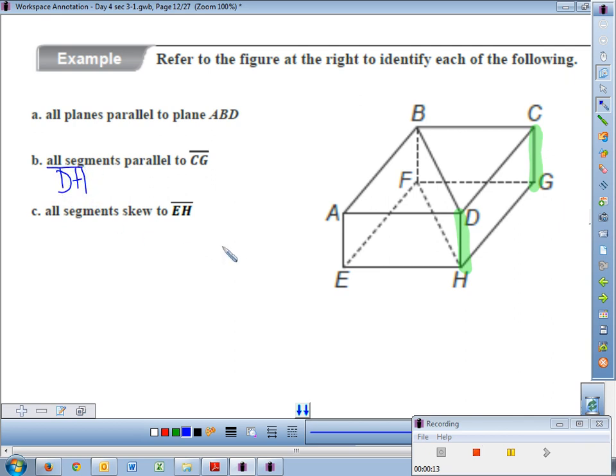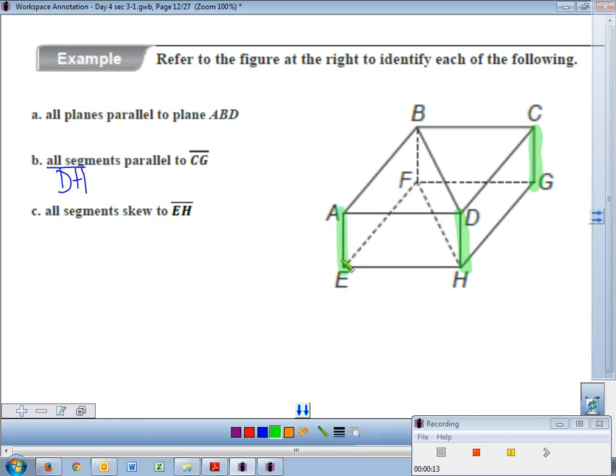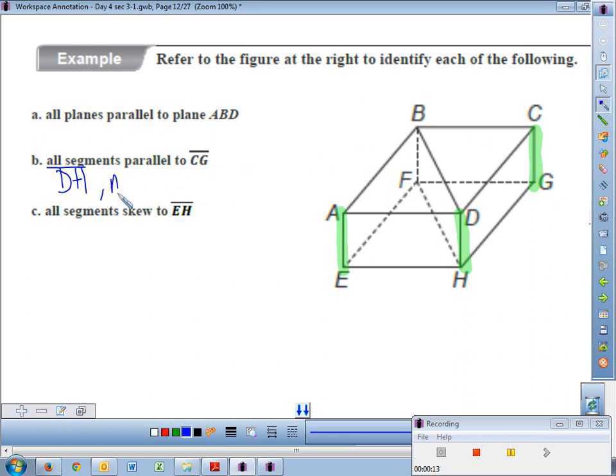Don't forget the segment bar. You could also call it segment HD, no big deal. And this guy is also going the same direction, and it doesn't touch it, so that's segment AE. And we have another one. We've got segment BF. I kind of call these the up and downers because they're going up and down in the picture. All of those puppies are parallel to each other. Don't forget your segment bar.